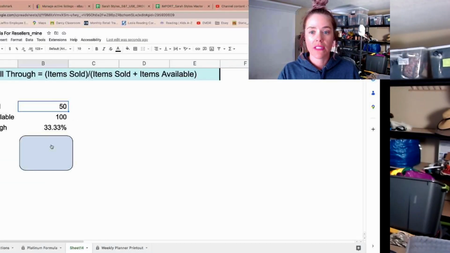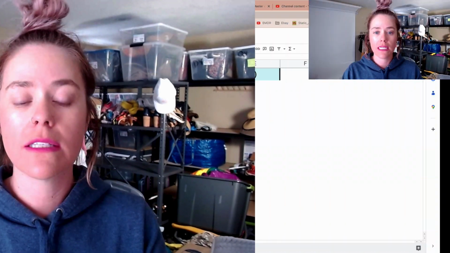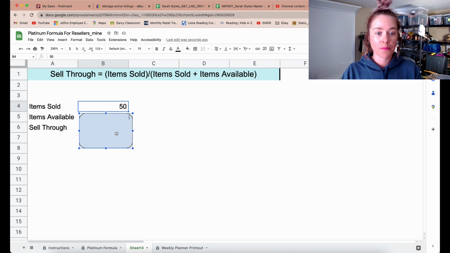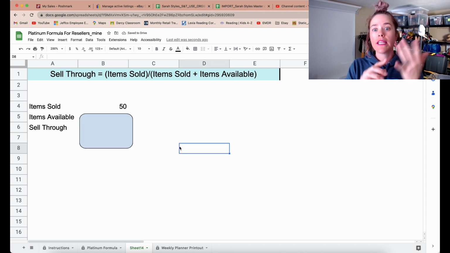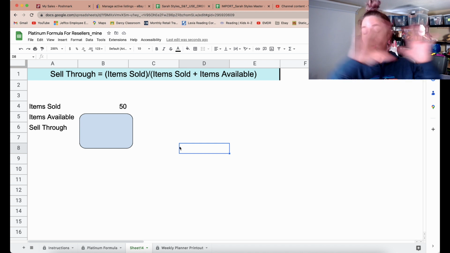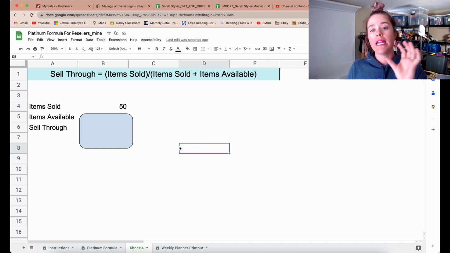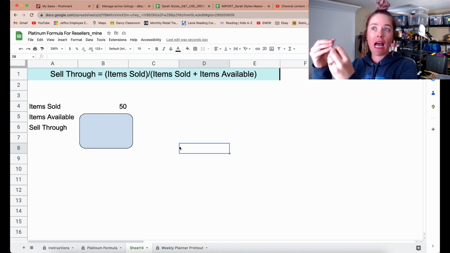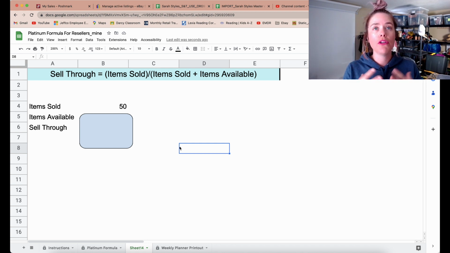So now that you know how to calculate sell-through, why is this important? There's a couple reasons. One is it's going to put a percentage, a rate around how many items you're selling. You can look at this for categories, for platforms, for all of your inventory. Putting a rate and a number into different variables allows you to make strategic decisions about your business because you're able to compare them and look at the health of different things within your business.